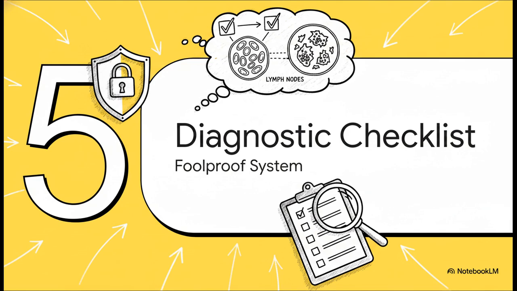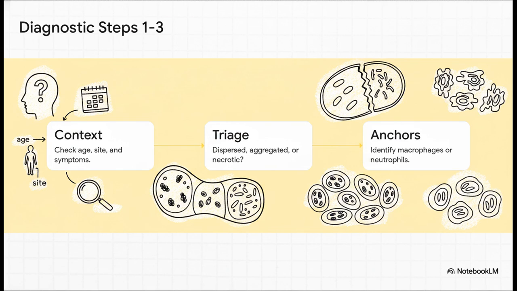Okay, let's wrap this up with Section 5, the diagnostic checklist. So the crucial point is, you simply cannot rely on gut feeling. You need a foolproof system for your daily sign-outs. Step 1, always integrate the clinical context before looking at the glass. Step 2, perform your low-power triage. Establish that the architecture is intact and determine that overarching pattern. Step 3, zoom in and find your cellular anchors. Are you seeing the starry sky of tingible-body macrophages, the pale clusters of epithelioid cells, or a sea of acute neutrophils? These anchors tell you exactly what kind of immune war is currently being waged.